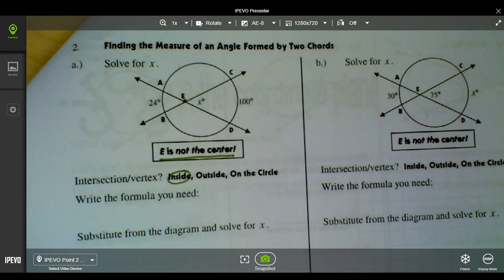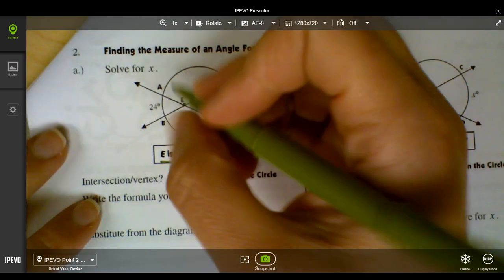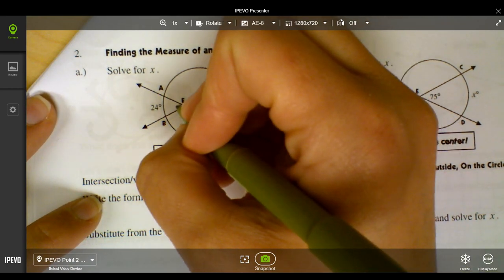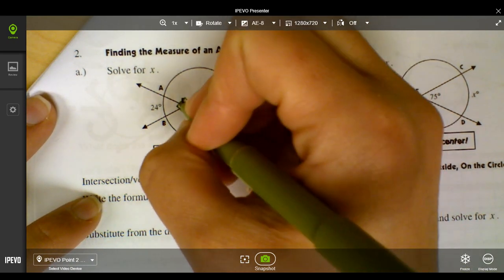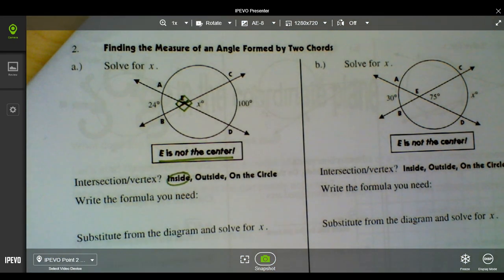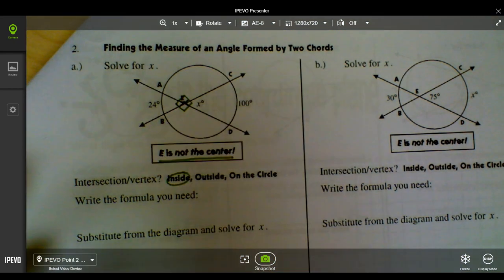Whenever you have chords or secants that are intersecting inside the circle, you're going to need to add the arcs. Some of you forget, since we're adding and subtracting and the formulas are so similar, which one you have to use. This is what I try to remember: if they're intersecting inside the circle, they kind of make a plus sign. So that's how you know that you should be adding these guys.